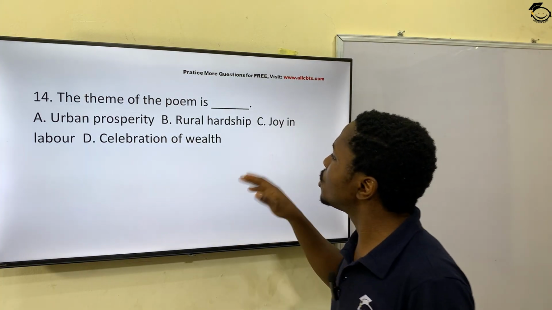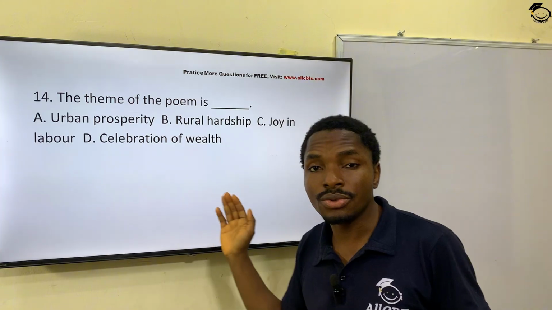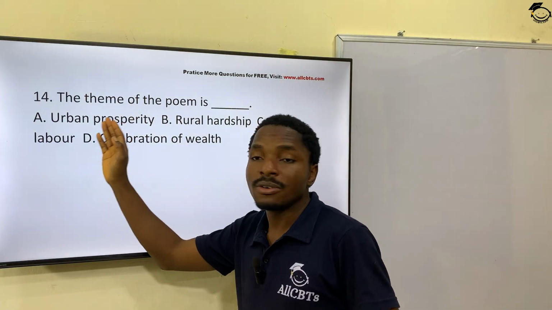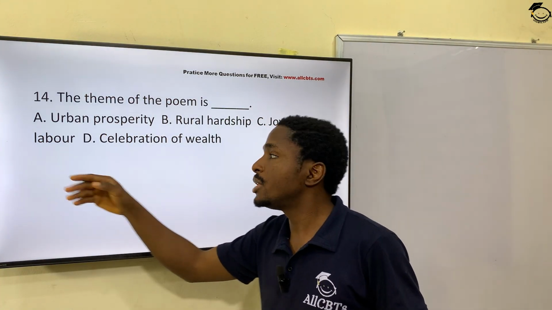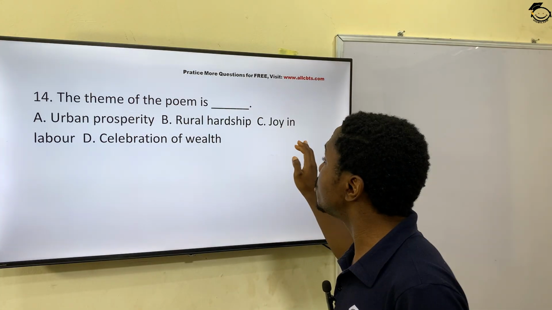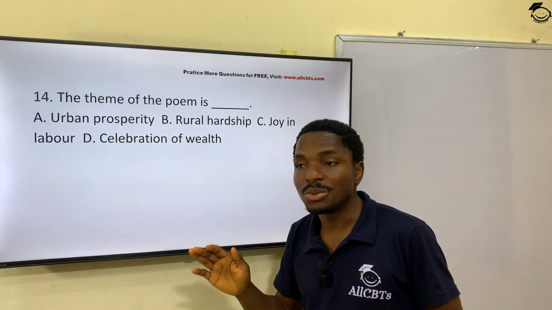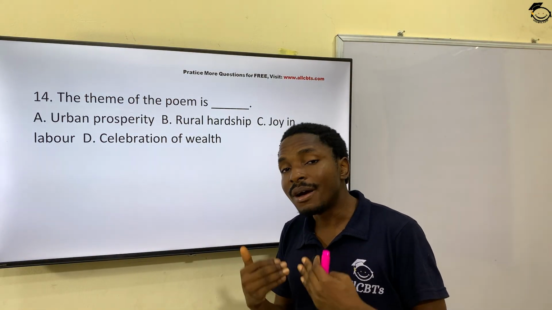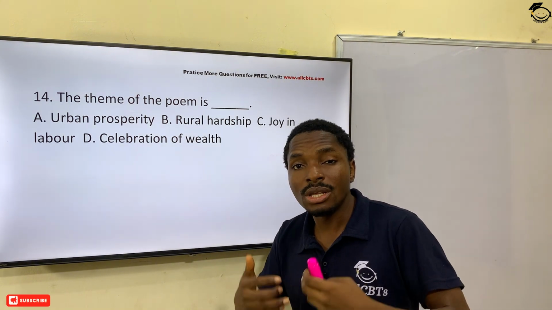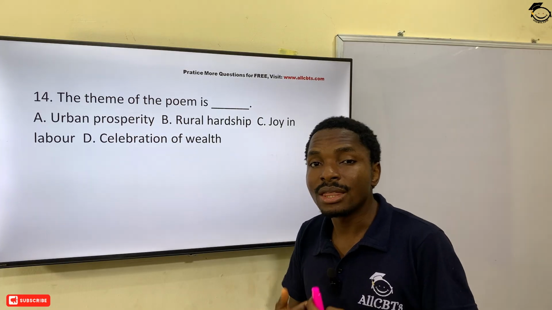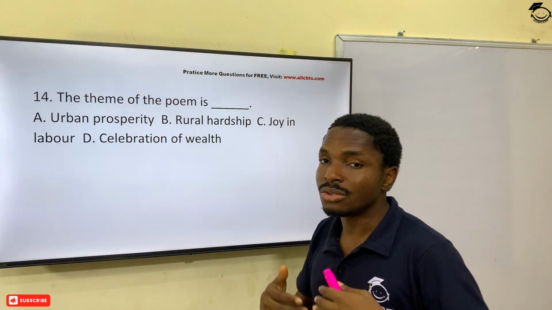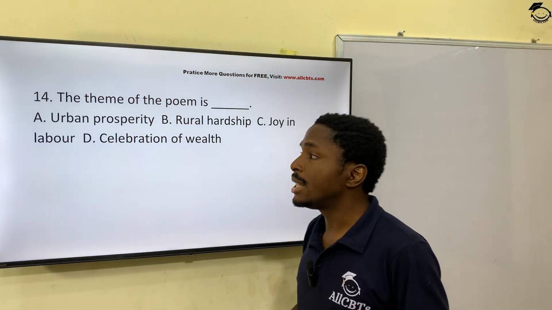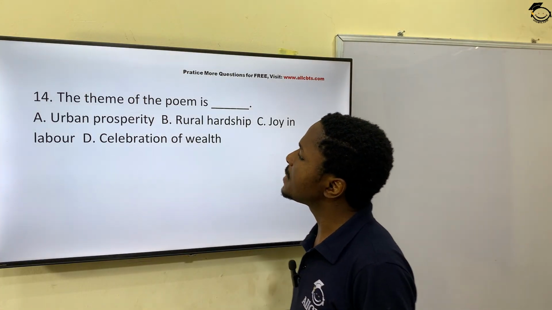Question 14 now. The theme of the poem is what? What can we deduce as the theme of that poem? Is it urban prosperity? No, it's not the prosperity of the city. Rural hardship, joy in labor? There was no joy there. That poem is without joy. Celebration of wealth? No. It's actually telling us of farmers who suffer, who labor, who toil to make food available, yet the merchants and the rich have no regard for them. So it's talking about rural hardship. That's B.